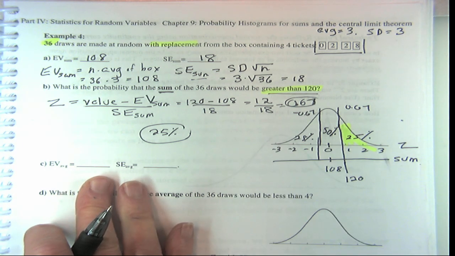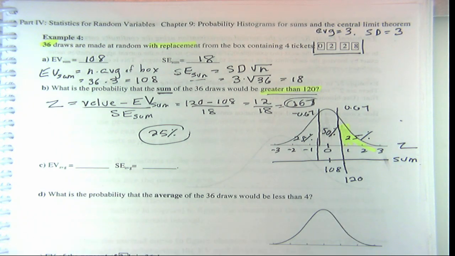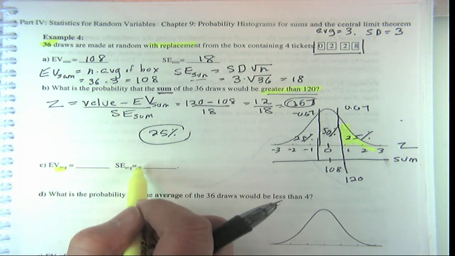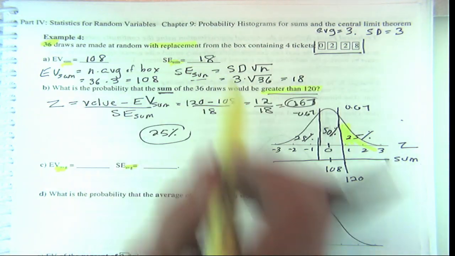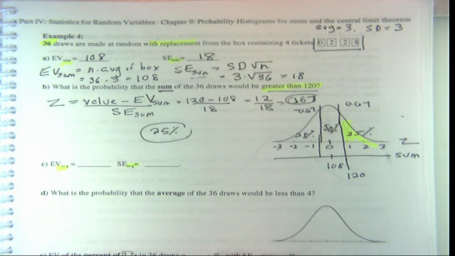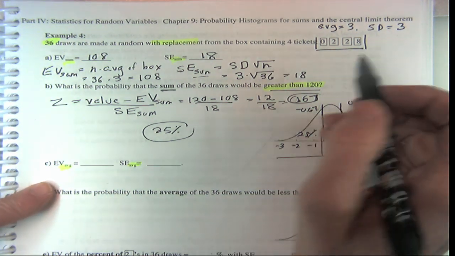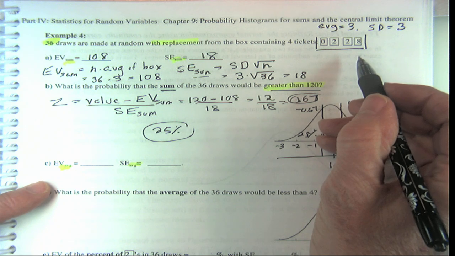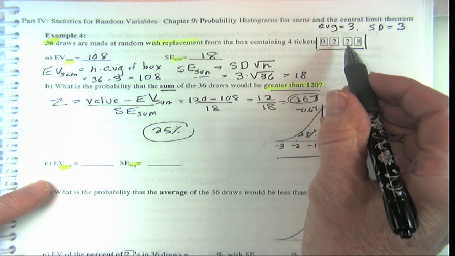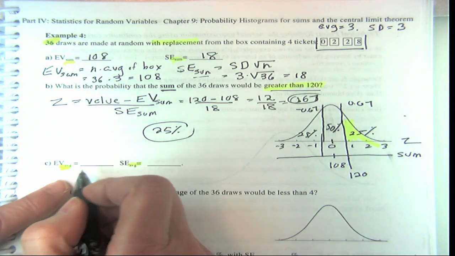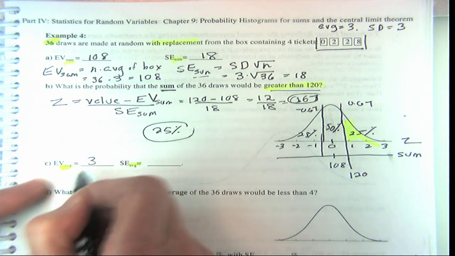All right, now, what if I'm not interested in the sum, but now I'm interested in the average? So these were the sums. The average is even easier. You'd expect the average of your draws to just be the average of the box, right? So this is really just simple. It's just 3.